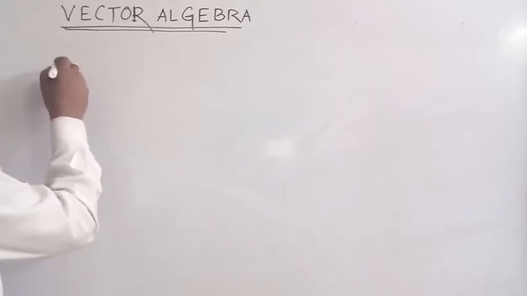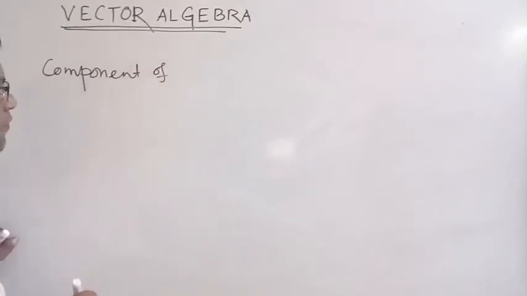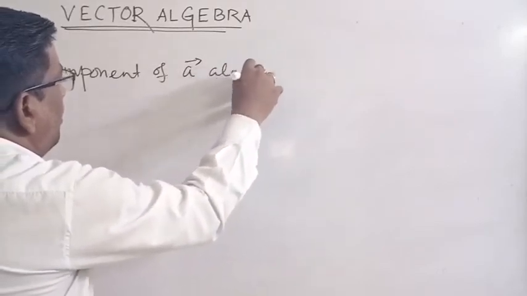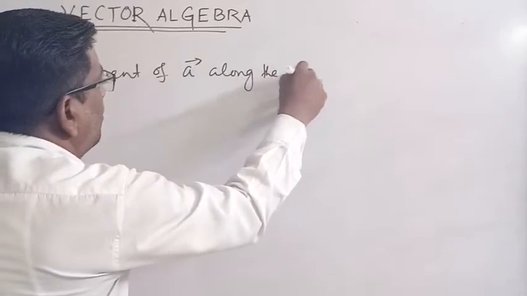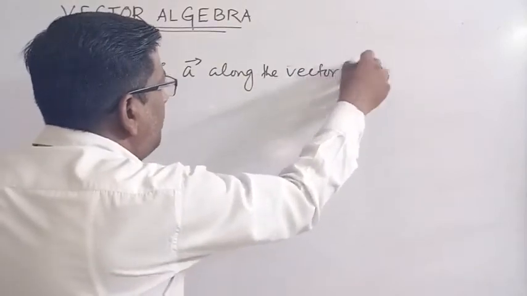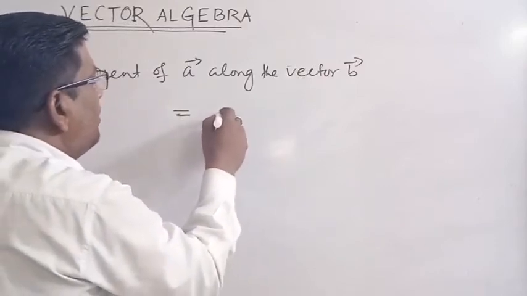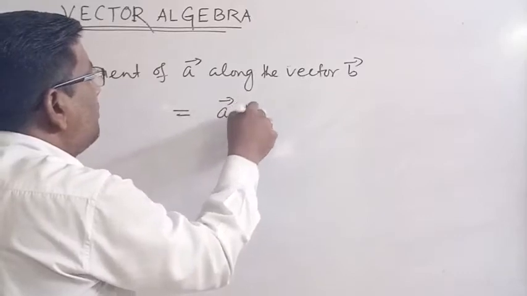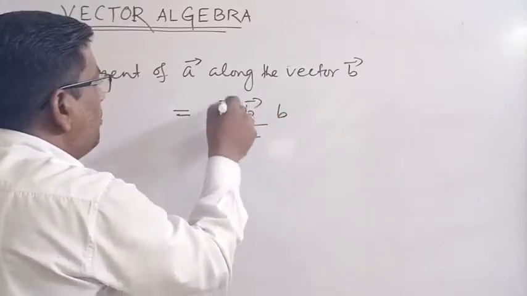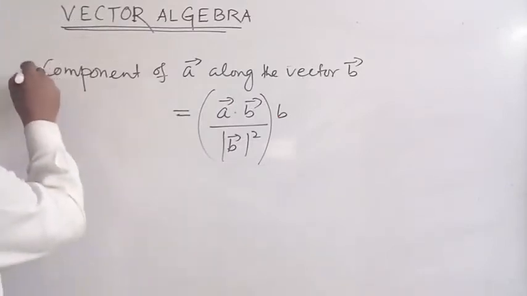Now, the component of vector A along the vector B is given by A dot B, divided by magnitude of B whole square, into simply multiplying B. This is the same as the vector projection of A on B. This is the component of the vector.